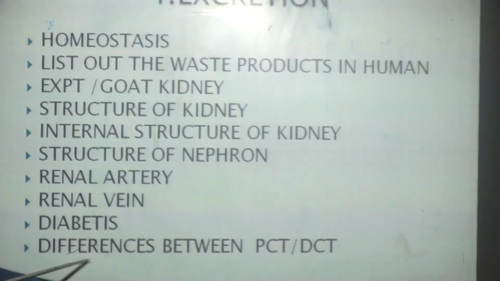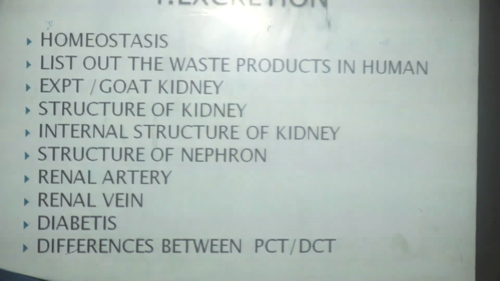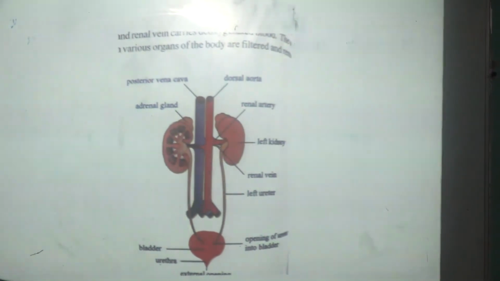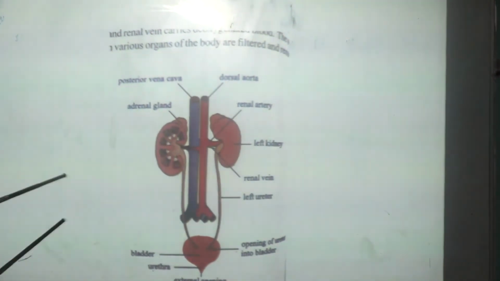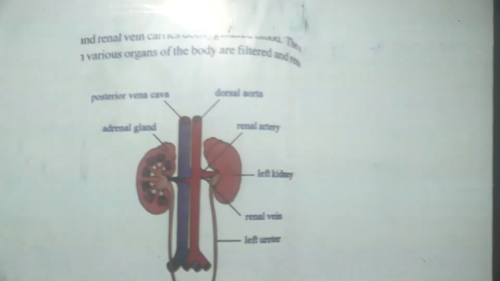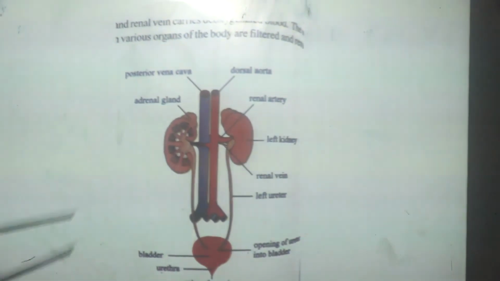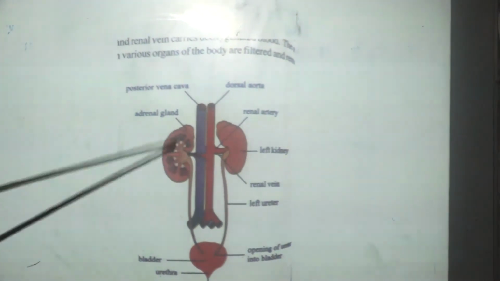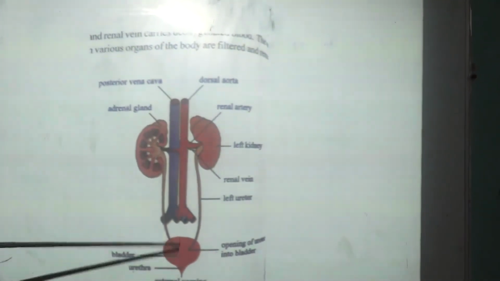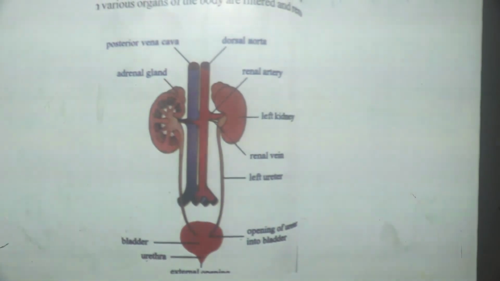Then the next one is differences between PCT and DCT, that is important for 4 marks. Then let me show the external structure, the total structure of the human kidney. This is an important diagram for 4 marks. You have to recall the shape. In what shape you have to draw the kidney, from where you have to draw the ureter, and urinary bladder and so on.